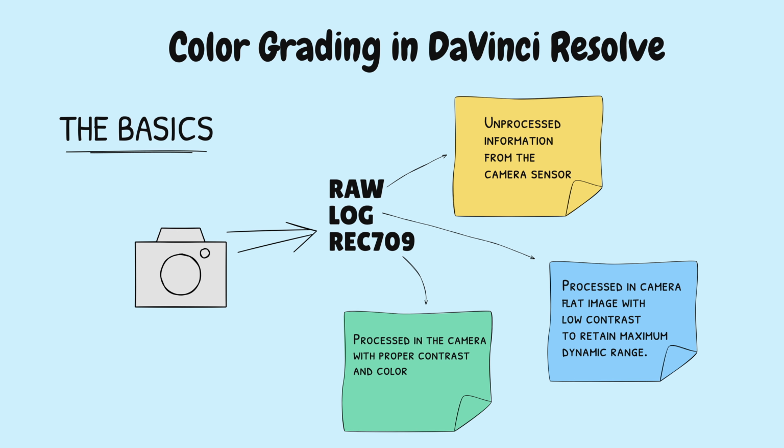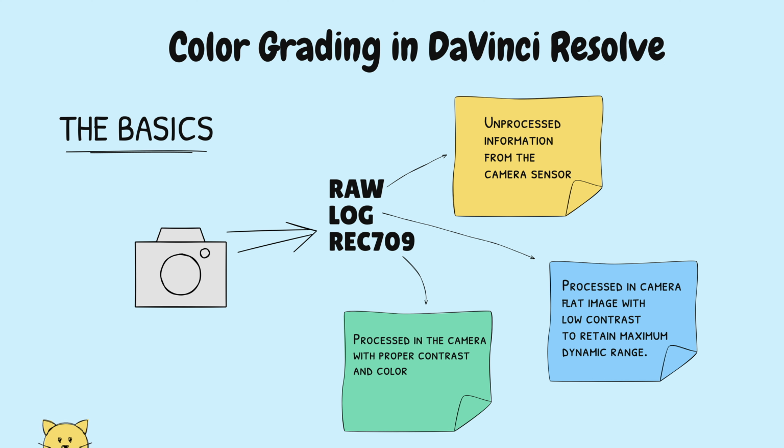First, the cameras and the formats that the videos are recorded in. Most consumer cameras' footage is in Rec. 709. High-end professional cameras and cinema cameras record footage in log and RAW formats. RAW is unprocessed information recorded directly from the camera sensor. This has to be debayered and processed before it can be viewed.